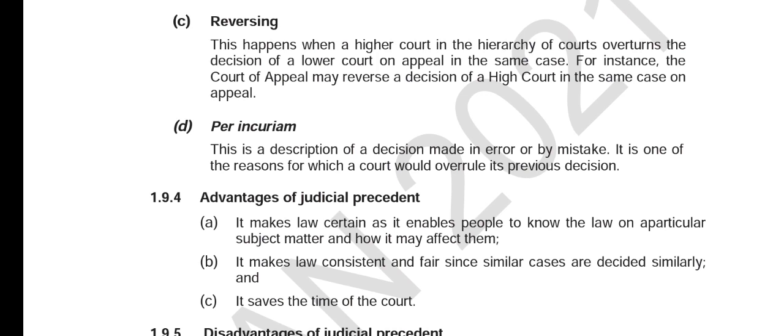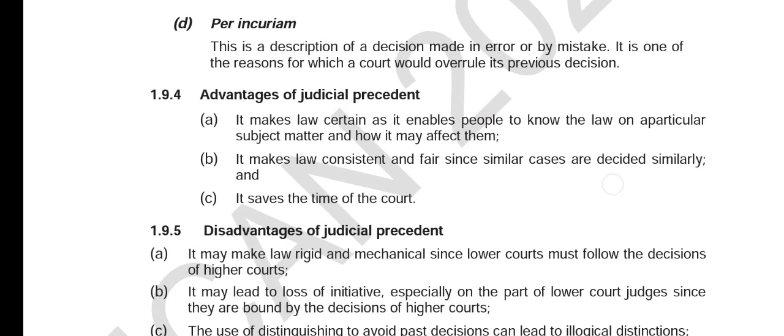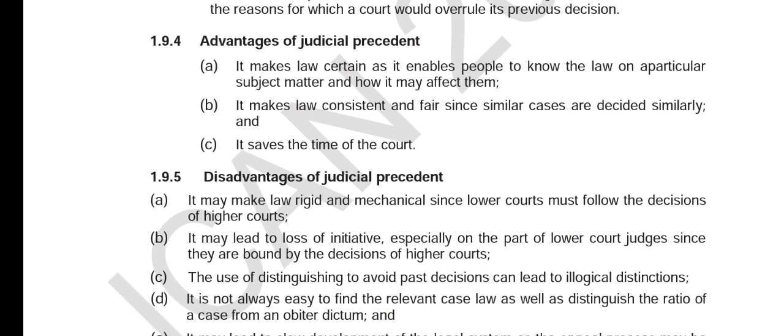Another one is per incuriam. Per incuriam is when the court has made a judgment, and it has been spotted that the judgment was made in error or mistake. So they could overrule that judgment. So that is it. Another one is moving on to the advantages and disadvantages.